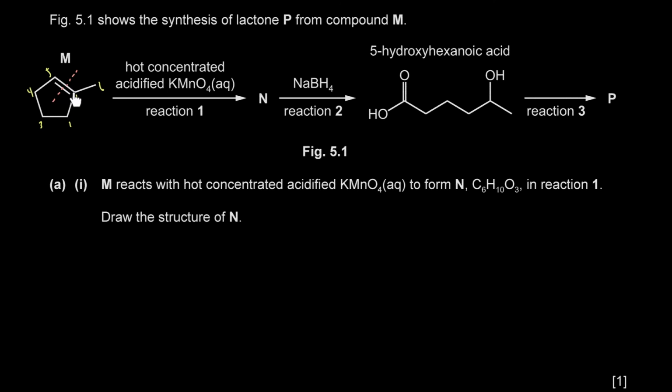Now, what happens to carbon number 1? I've just numbered it for my own working. It's a carbon that's bonded to two other carbon atoms. So what functional group does that become? When this double bond ruptures, we get a C=O over here, and we get a ketone. If the carbon on the double bond is bonded to two other carbon atoms, that becomes a ketone.